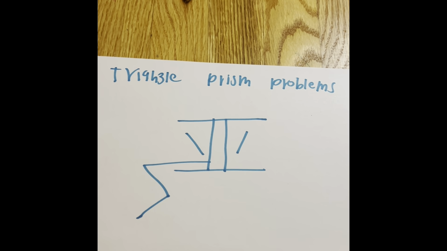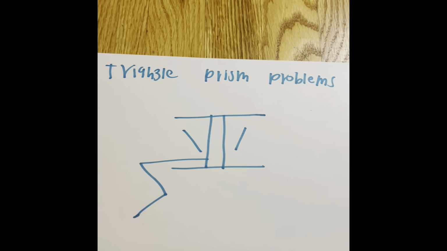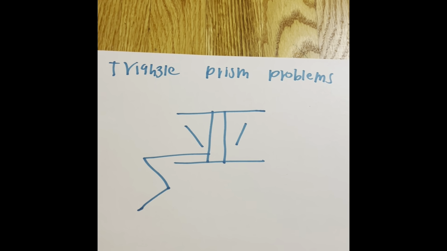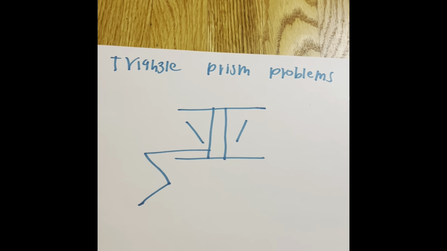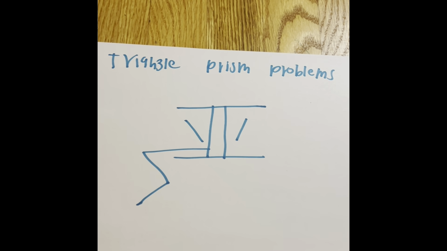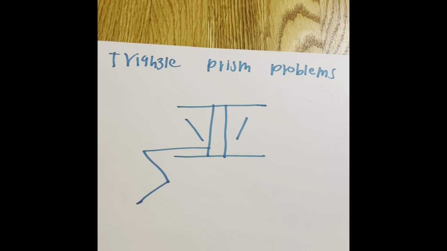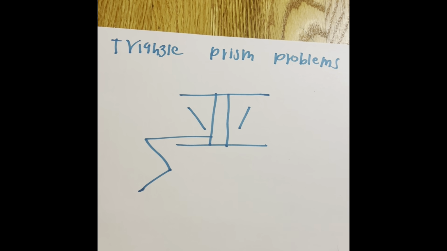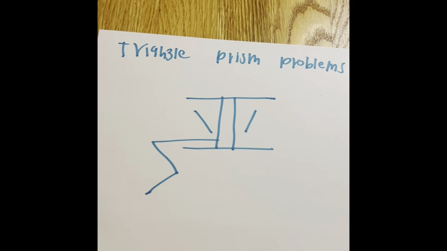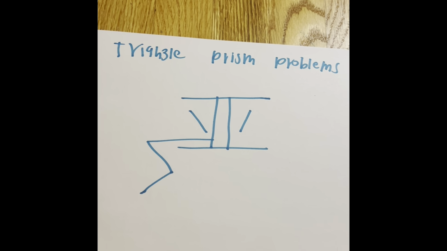Hey, time for your live math and history, and we are going to take a look at a triangle prism problem. Recently, in the past few videos, we have been taking a look at light waves, and we've also been talking about their refraction, where the speed of light changes when it crosses from one medium to another.